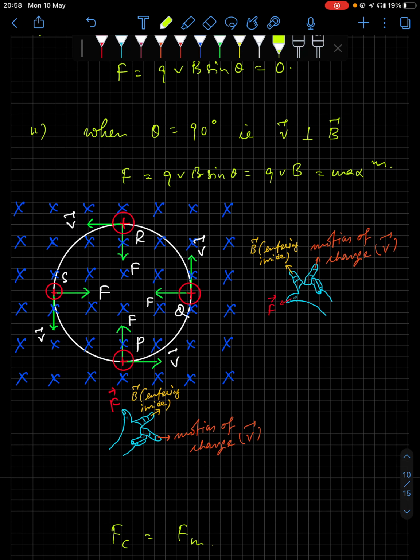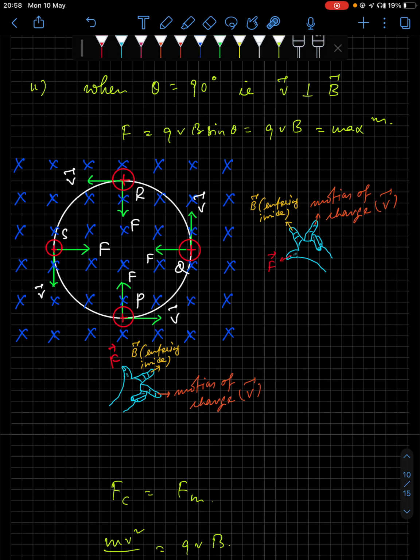So here in this diagram you need to notice that the speed remains constant, v. The speed remains constant, the kinetic energy remains constant for the charged particle, but the velocity changes because the direction is changing at every instant. Therefore, the velocity is changing and the momentum is changing.